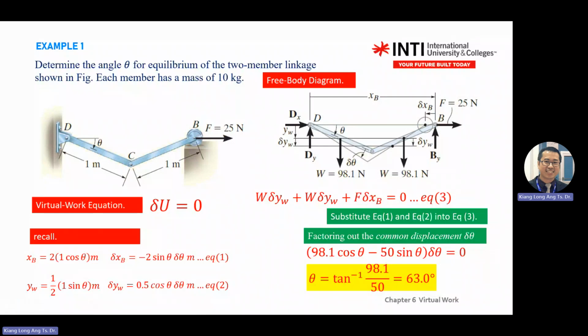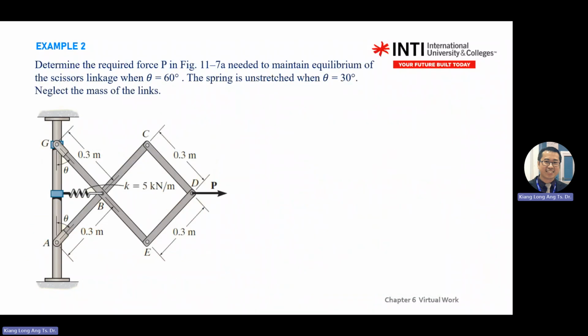Let's look at example 2. So still the same, you observe the solving steps. Don't be confused by the complexity of the diagram. Determine the required force P, this one, needed to maintain equilibrium of the linkage.